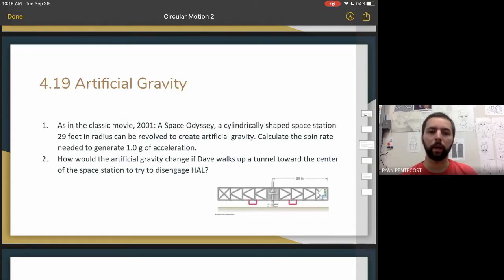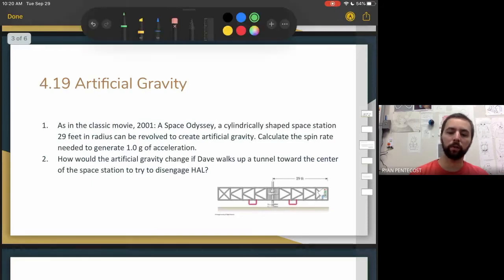Artificial gravity. As in the classic movie 2001: A Space Odyssey, if you haven't seen it, you gotta see it. A cylindrically shaped space station, 29 feet in radius, can be revolved to create artificial gravity. Calculate the spin rate needed to generate 1 g of acceleration.